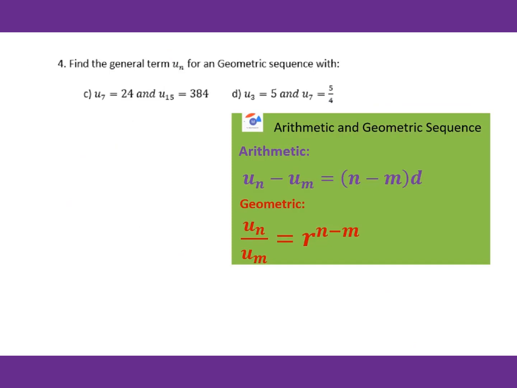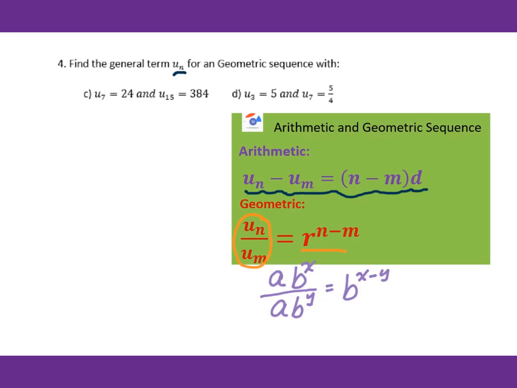Let's go to number 4. Find the general form U sub n. We know arithmetic sequence that's a linear function. So we got this equation. For geometric sequence, think about exponential function. We have a times b to the x power over a b to the y power. Then you will get the b to the x minus y power. In other words, you can think about this way. Division of power, we subtract the exponents. So when you are given two terms of a geometric sequence, then you got to do the ratio.